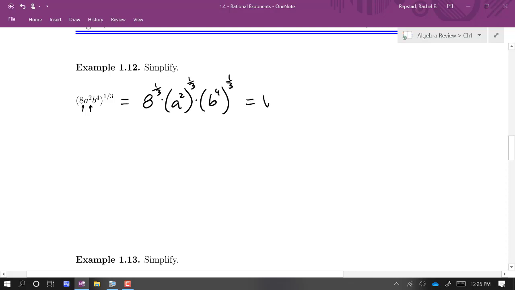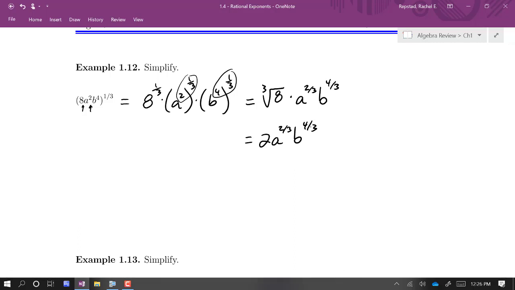8 to the 1/3 power is the cube root of 8. A squared to the 1/3, b to the 4th to the 1/3. I'm going to use that property that says I can multiply the exponents. So this is a to the 2/3 power times b to the 4/3 power. And the cube root of 8 is 2. So 2a to the 2/3 power, b to the 4/3 power. They gave us the expression using exponents and not radicals, so I'm going to leave my result in exponential form. One thing you want to make sure you do is just avoid negative exponents.